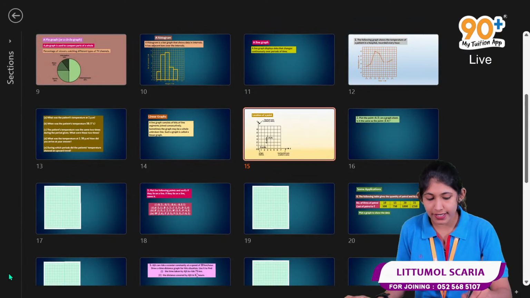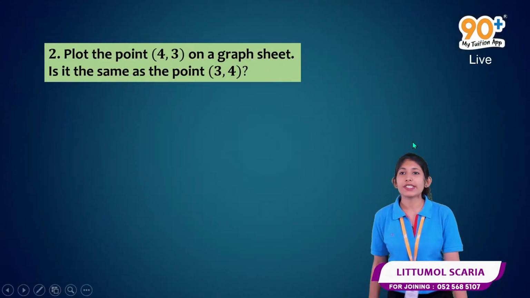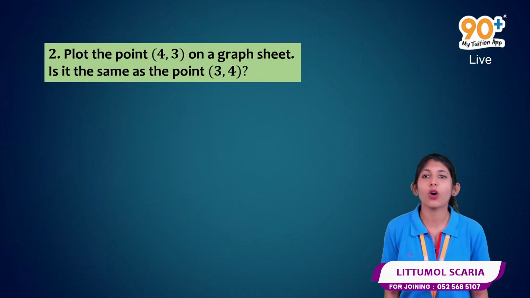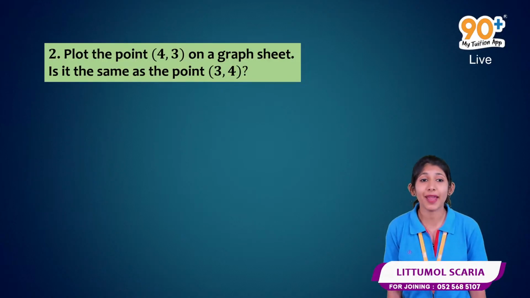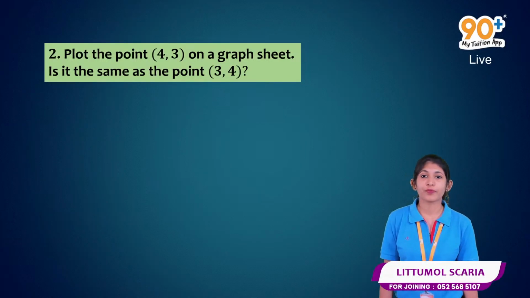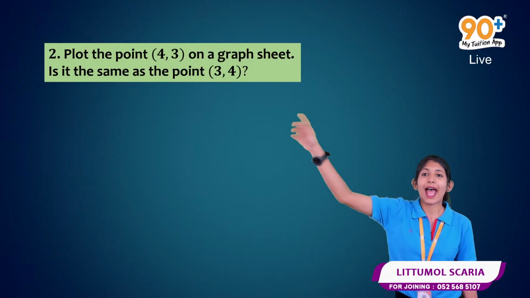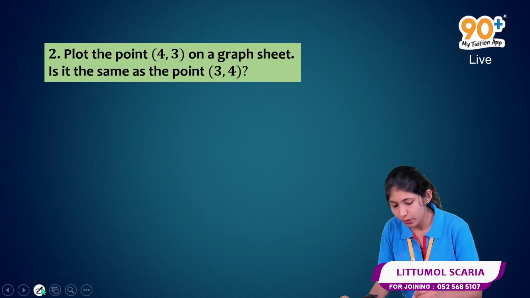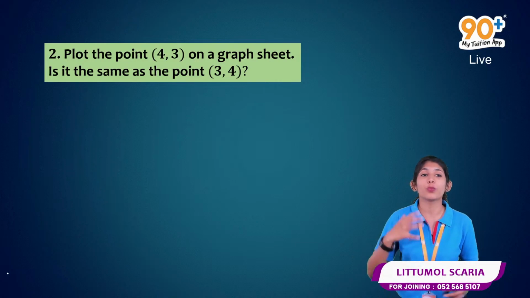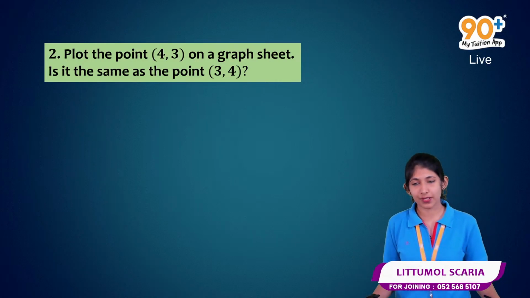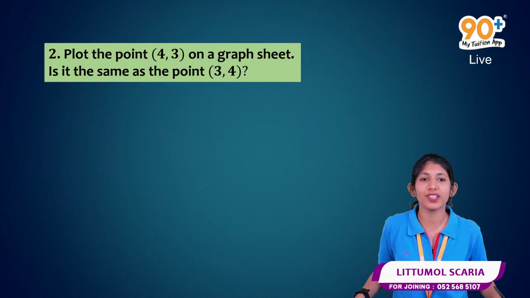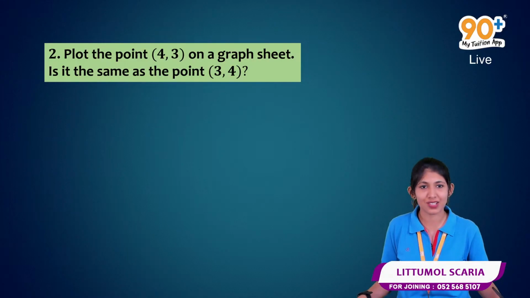So yes, we will see a question. Plot the point ordered pair 4, 3 on a graph sheet. Is it the same as the point ordered pair 3, 4? So 4, 3 and 3, 4, you are supposed to plot and verify whether these 2 points are the same. Yeah, Nashmiya, I know. But we have to prove it graphically. Okay. You are saying that it's not, right?